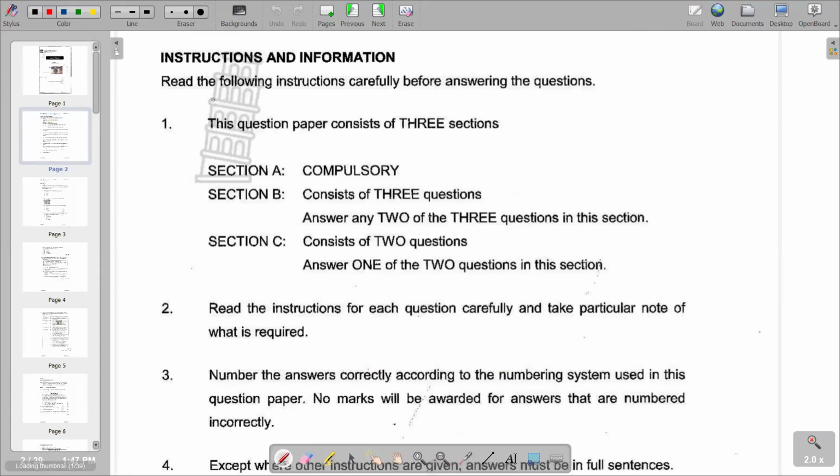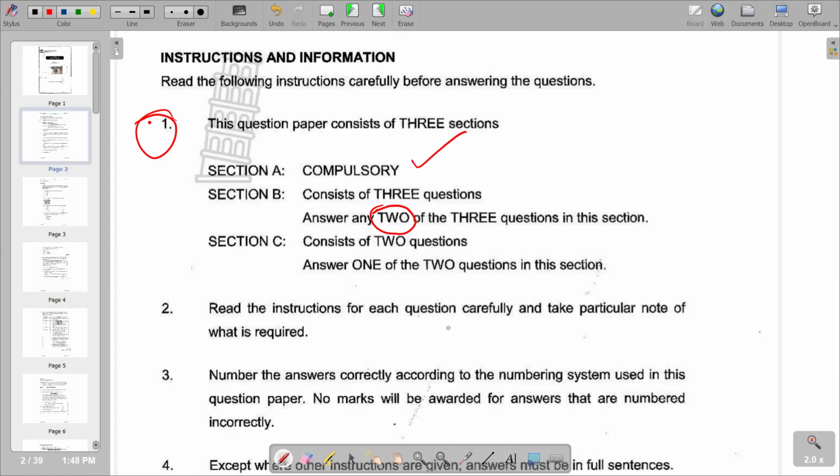So we've got instructions and information, but in particular, we are only going to be concerned about the information one, whereby it reads that this question paper consists of three questions. Section A is compulsory, and then section B consists of three questions, and you answer any two of the three questions in this section. So very important that we take note that we answer only two questions.